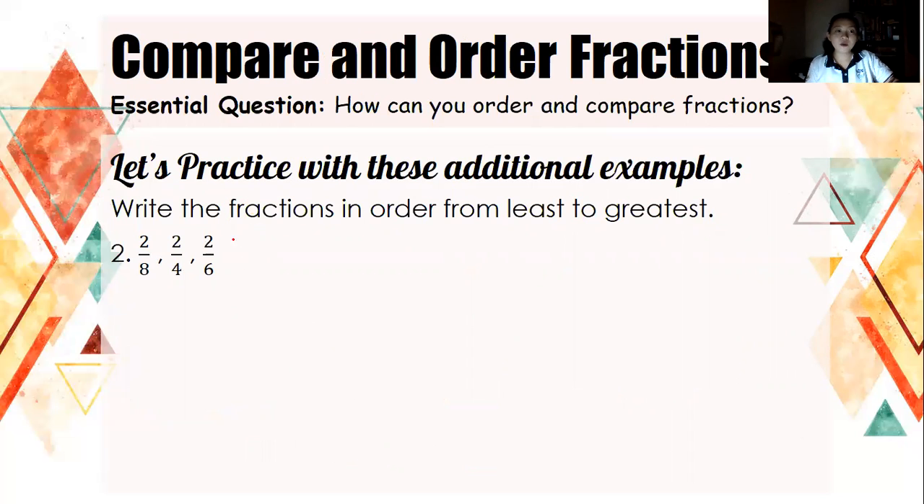This time, our numerators are the same. Now, the idea, when we are comparing or ordering fractions with the same numerator, all we need to do is just to remember, when we have same numerators, the fraction with the smallest denominator is our biggest fraction. It's like the opposites. Next would be 2 out of 6 as our second lowest fraction, and the lowest would be 2 out of 8.